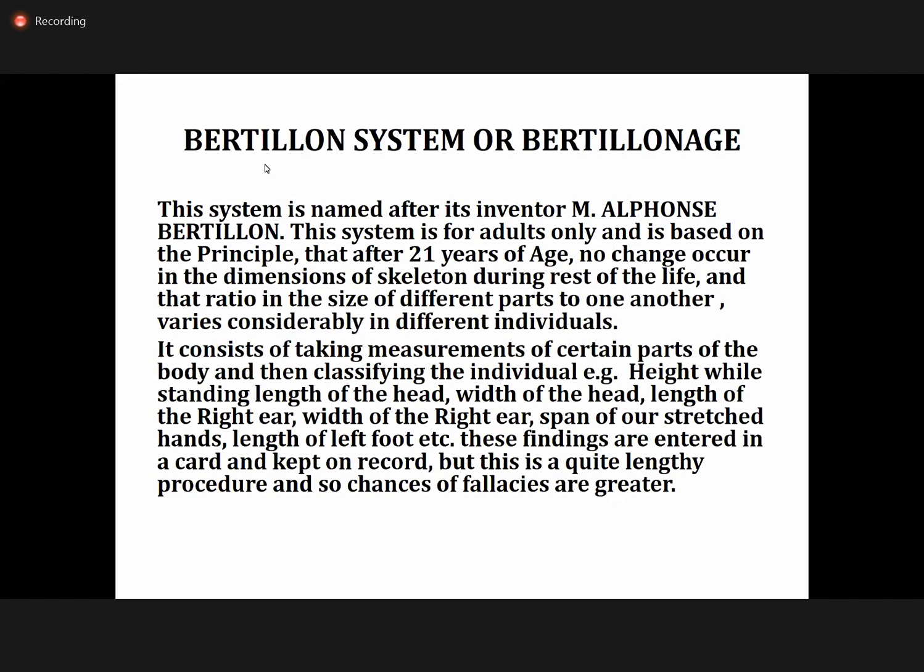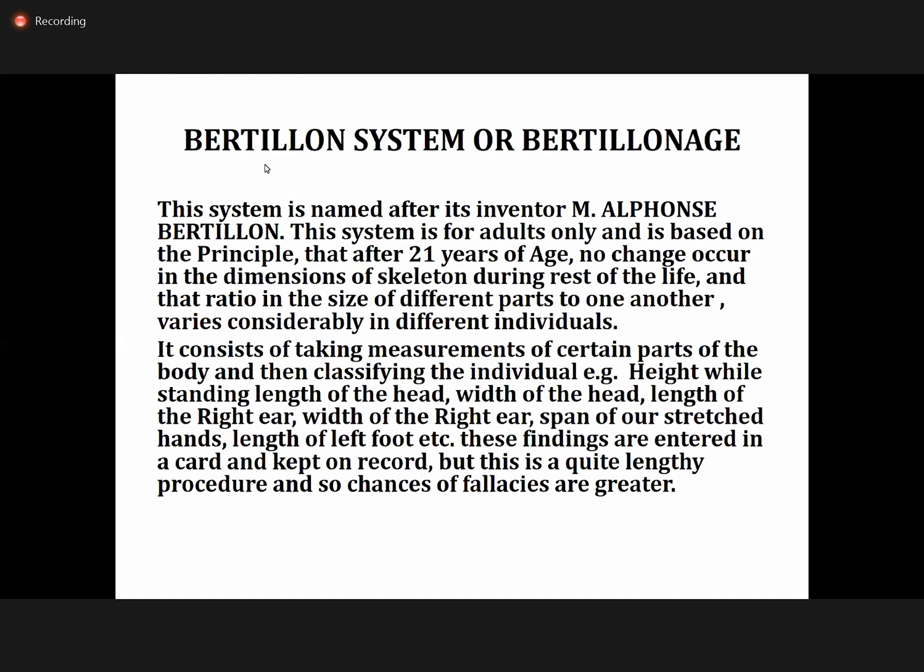Now moving on to the Bertillon system. It is named after its inventor, Alphonse Bertillon, who was an assistant in the criminal investigation department of France. According to him, certain measures taken of the various parts of the body do not change after 20 years of age. That is, after 21 years, all measurements become fixed and individual for a person, and they are not going to change. The ratio in the size of different parts of the body varies incredibly in different individuals. That's how one individual is distinct from another.